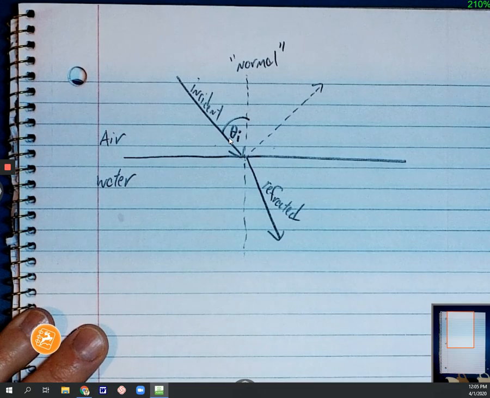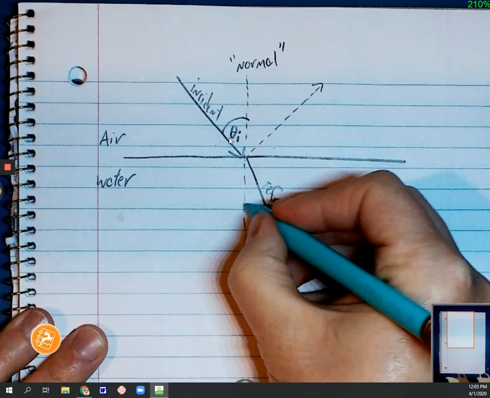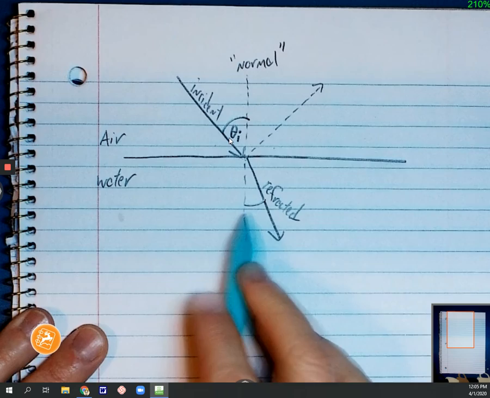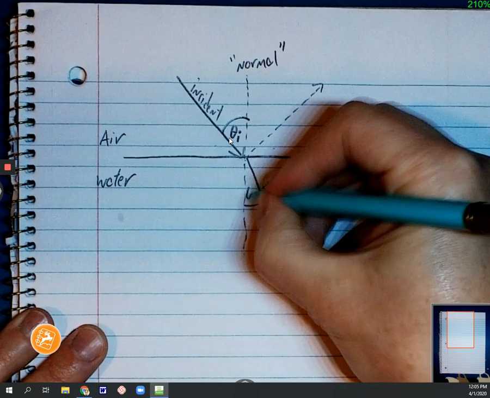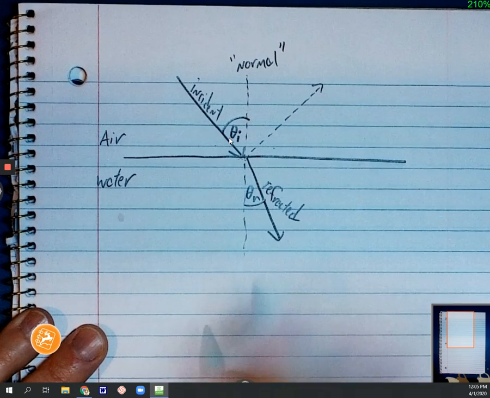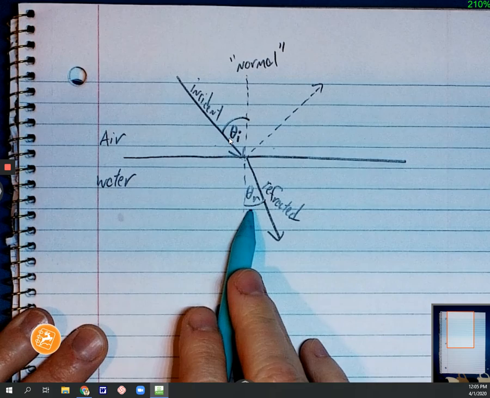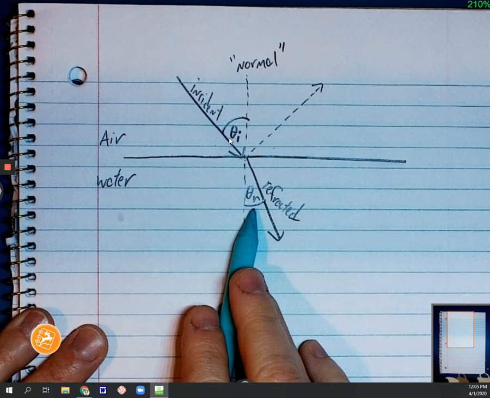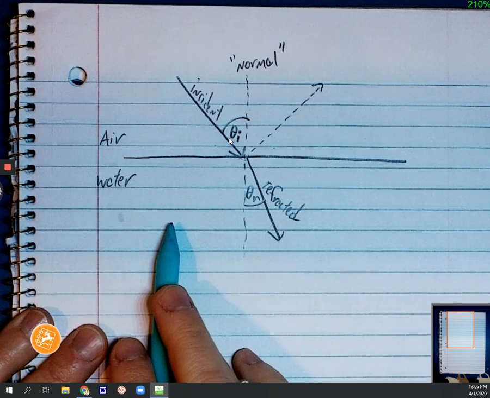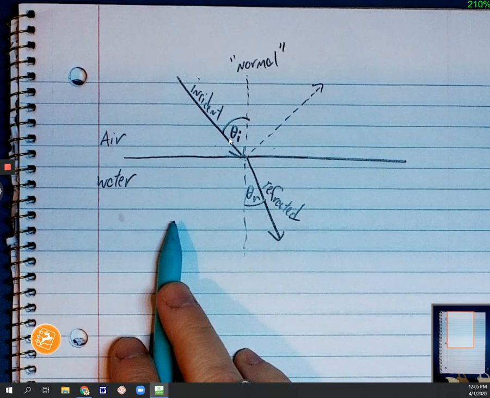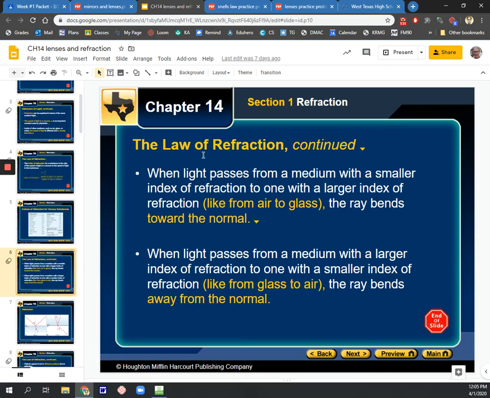The other angle we're interested in is this one down here. This is referred to as theta sub r, or the angle of refraction. Okay, so everybody is clear on that? Let me swap back to the slide we were just looking at. This is very, very important.